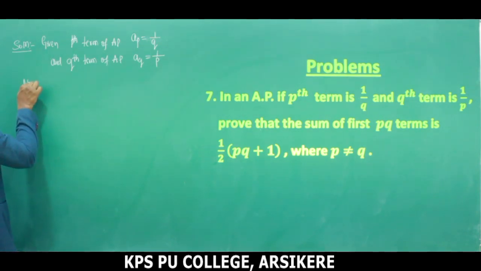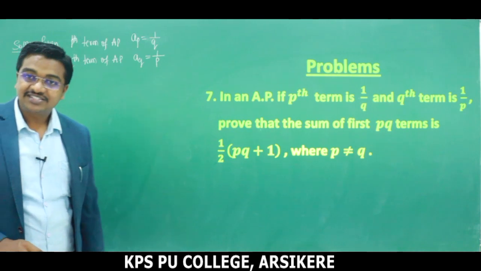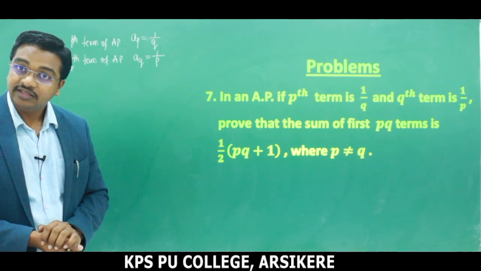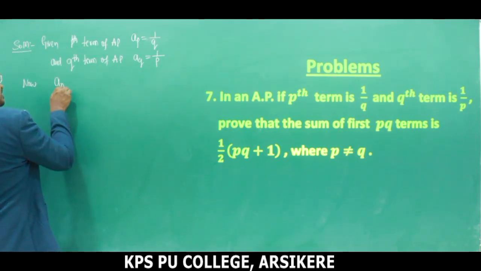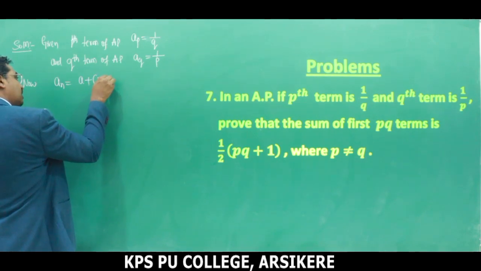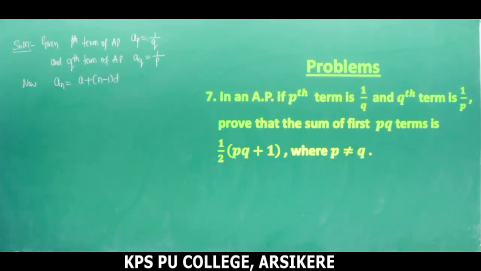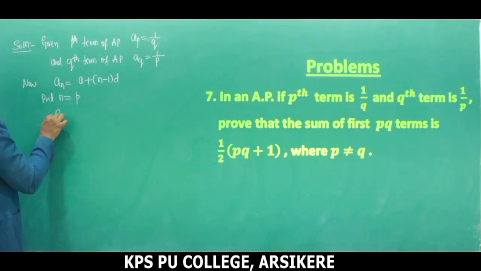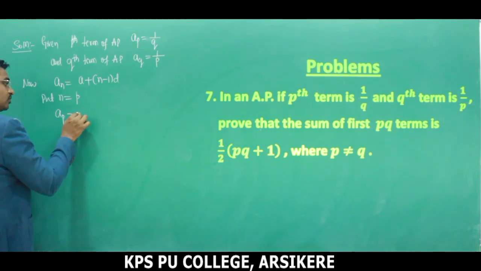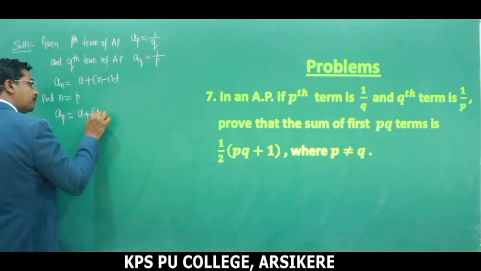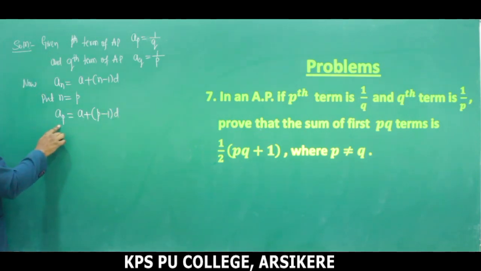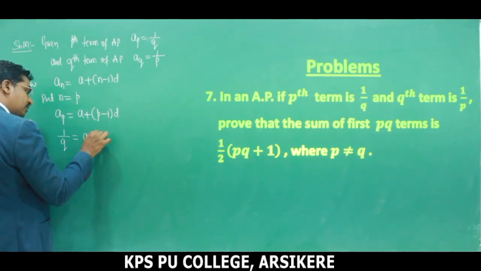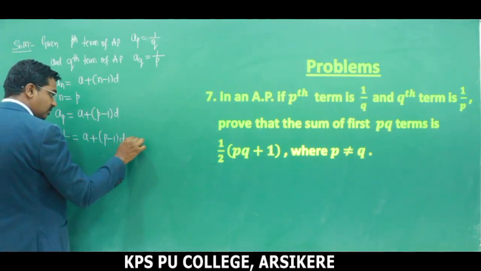So now we know the formula for the nth term of the given arithmetic progression. The nth term is an is equal to a plus n minus 1 into d. So put n is equal to p. We get ap is equal to a plus p minus 1 into d. So ap is nothing but 1 divided by q. So 1 divided by q is equal to a plus p minus 1 into d. Call this equation number 1.